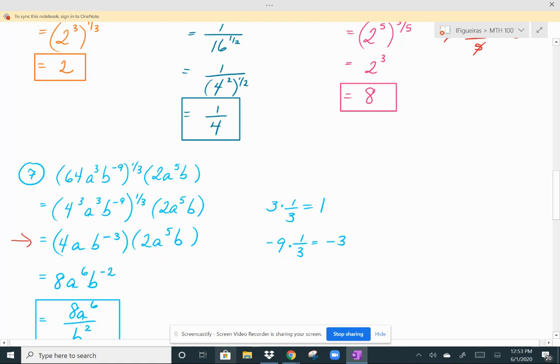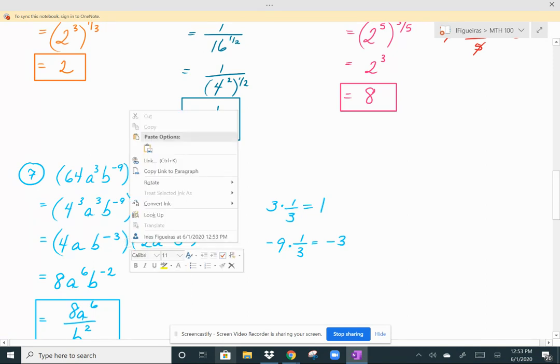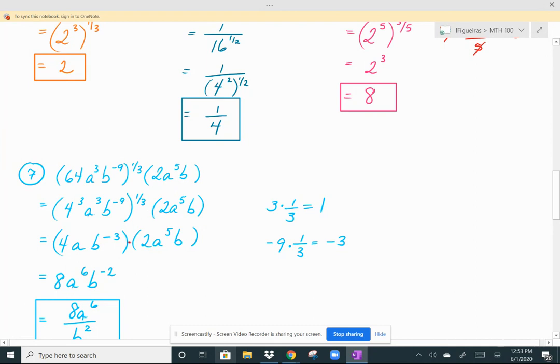Okay, so now I have to use rule number 2 because I'm multiplying two expressions. So I can multiply my numbers 4 and 2, but I add my exponents. So here you see 4 times 2 is 8. A to the 1st and a to the 5th is a to the 6th. B to the negative 3 and b to the 1st, that's b to the negative 2.